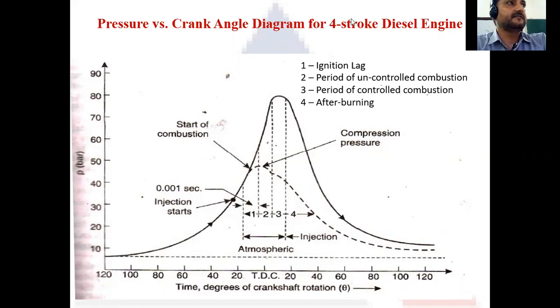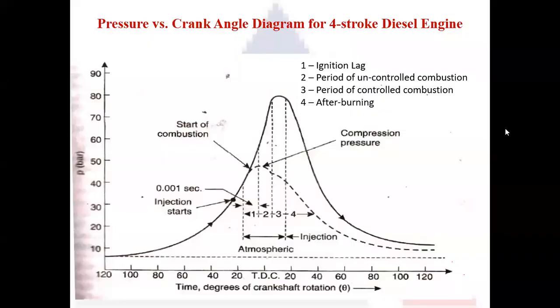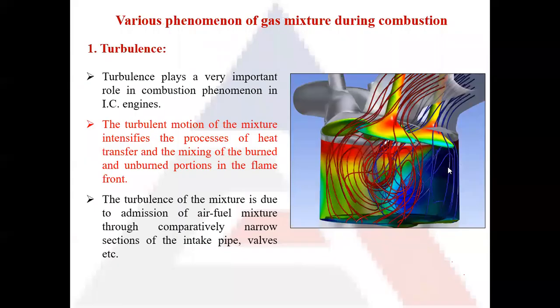So this is the phenomena of combustion that takes place inside a 4-stroke diesel engine. Okay, after the pressure versus crank angle diagram for the 4-stroke diesel engine, we move on to the various phenomena that are there for the mixing of the air and fuel inside the combustion chamber. Now, this mixing of air fuel is very essential to form a homogeneous mixture of air and fuel inside the combustion chamber, so that the complete combustion of fuel takes place.